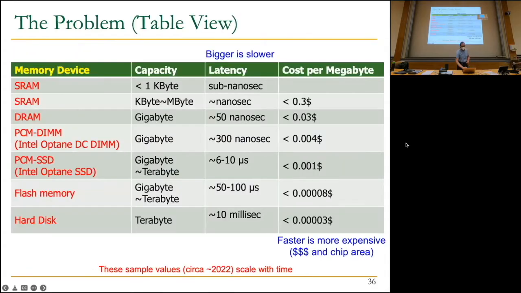Now, maybe this is a better way of looking at it, a table version of what I showed you earlier. These are different technologies, and these are the capacities that you can get them today, and these are the latencies. Hard disks are in the order of milliseconds, flash memory is microseconds, PCM, if it's used as memory, is on the order of nanoseconds, but still slower than DRAM. And as you go from top to down, latencies increase, capacity increases, and cost reduces.